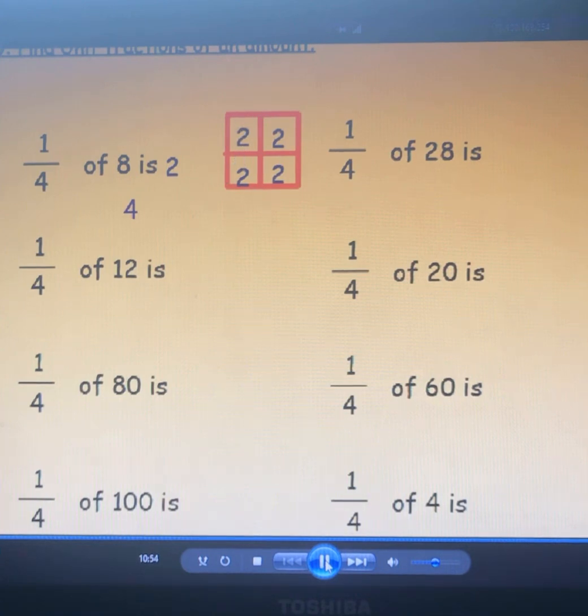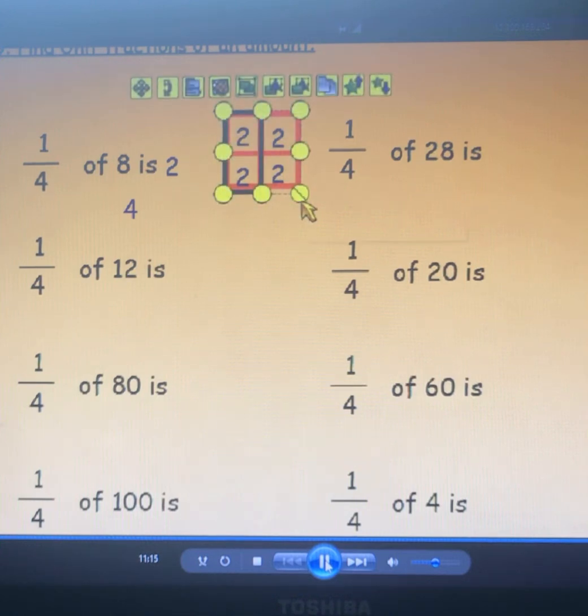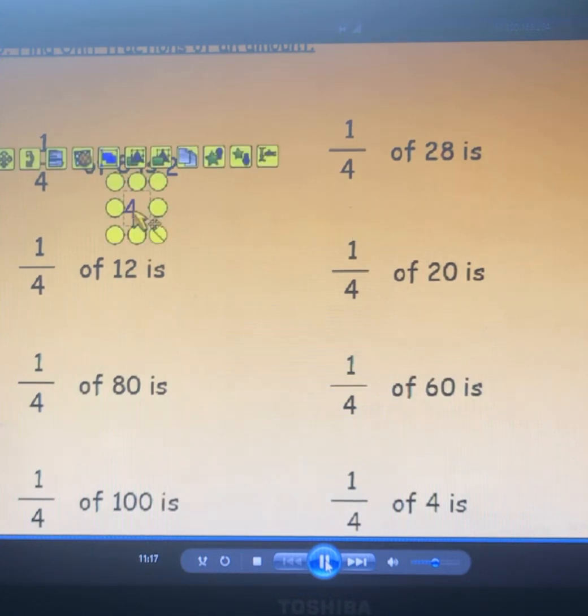Half of 8 is 4. That was the first thing that we did, and then we halved that number again. So you half it and half it again to find a quarter. Here's half and here is a quarter. So you can do diagrams to help you through.